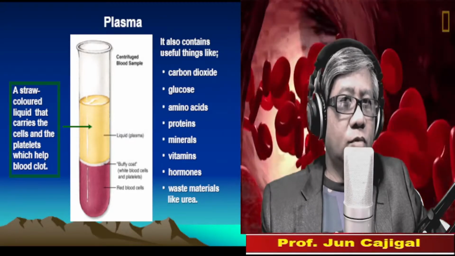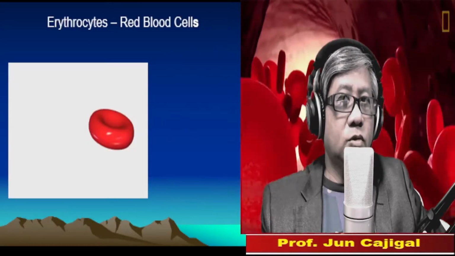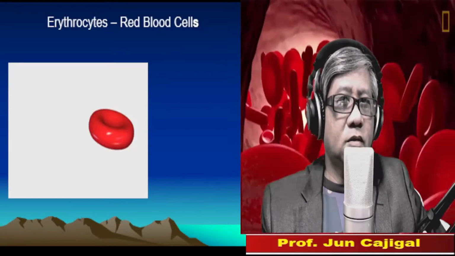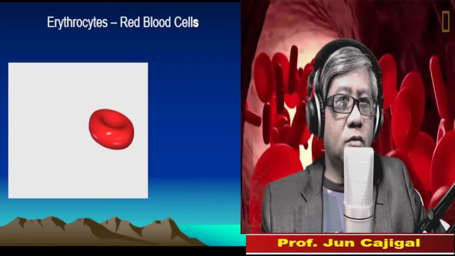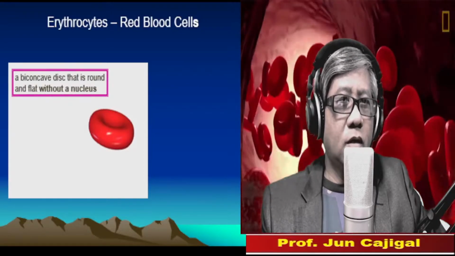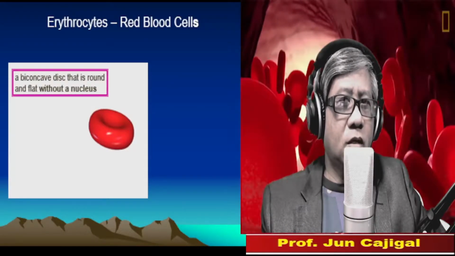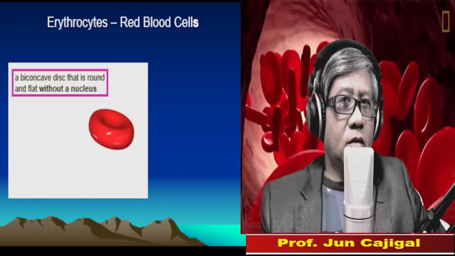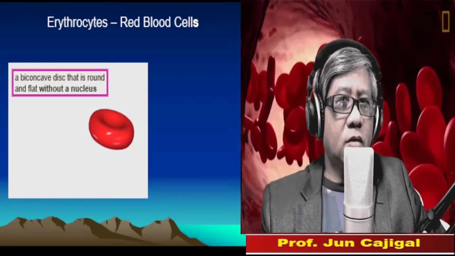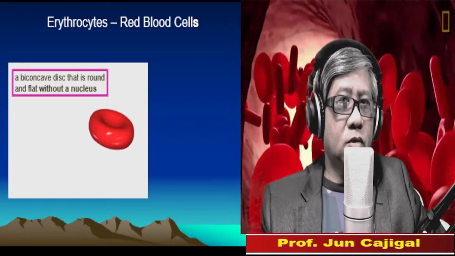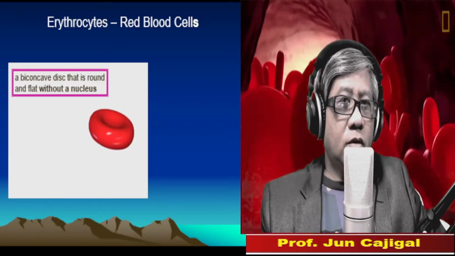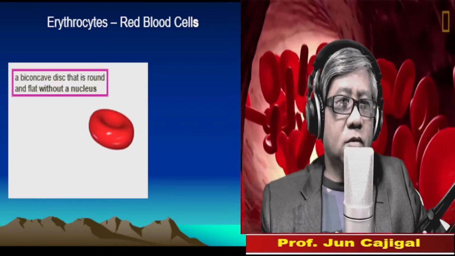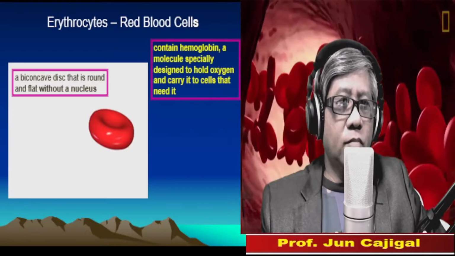So let's start now with the red blood cells, also known as the erythrocytes. Now, under the microscope, red blood cells or erythrocytes are biconcave discs, more or less like a donut. And these red blood cells are produced in the red bone marrow. And they are named red blood cells because of their reddish pigment, hemoglobin.